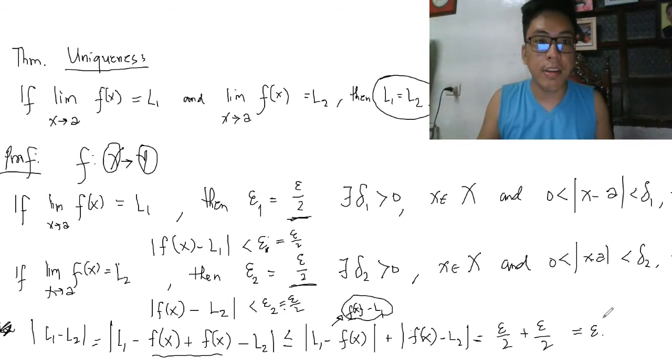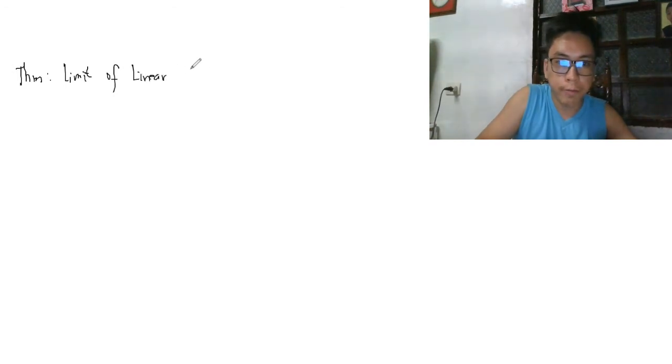So technically this is the proof of the uniqueness of a limit of a function. That's it. Okay, so the next theorem that we will have to study is the limit of a linear function. Remember that a linear function is of the form f of x equals mx plus b.